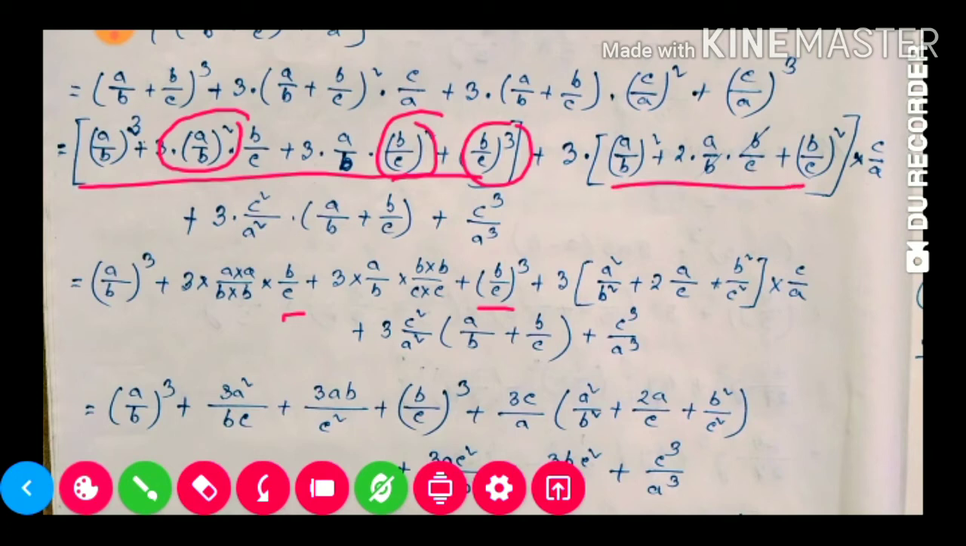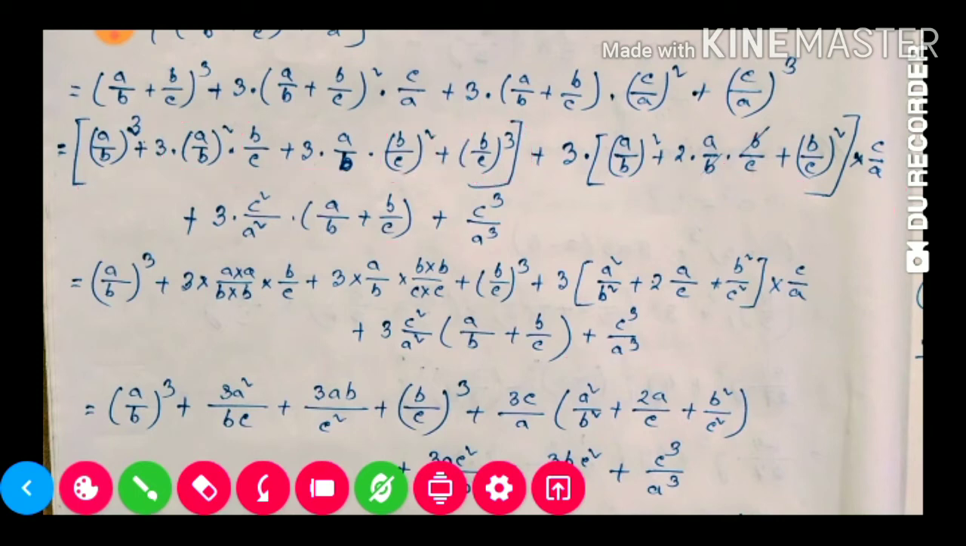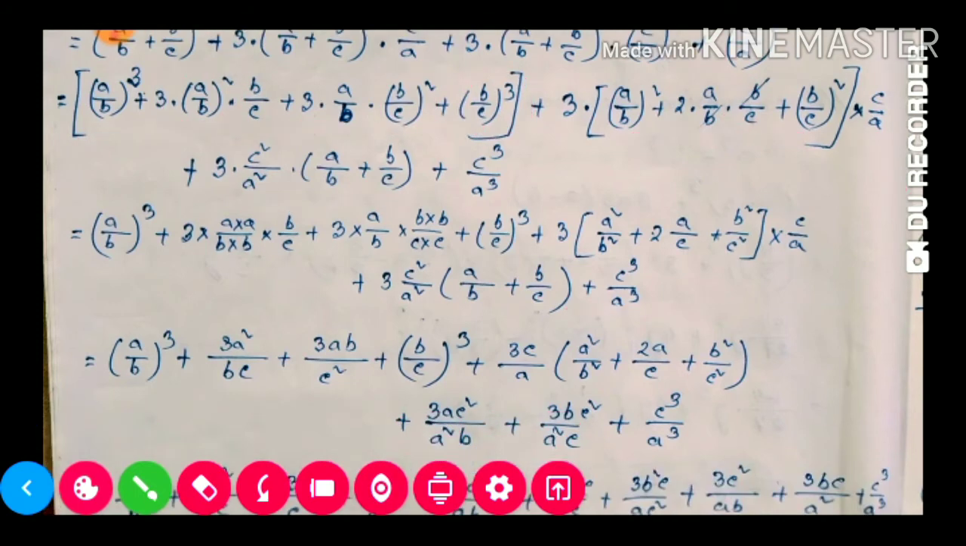This one, we will see here b will be cancelled and a by c, and this one will be b square by c square into c by a. Similarly this one same to same will remain here. Very easy, but it is lengthy maths.